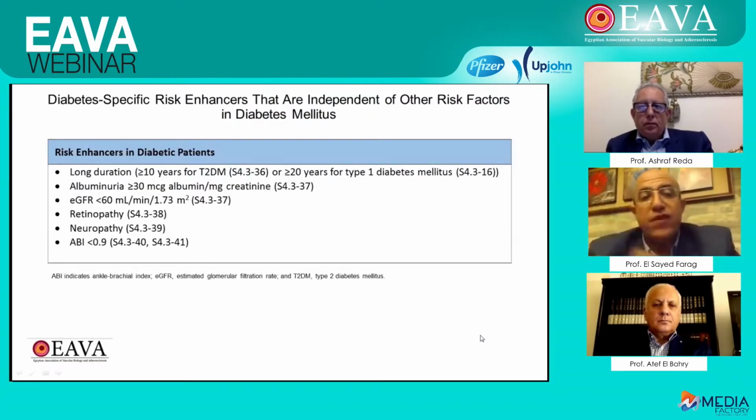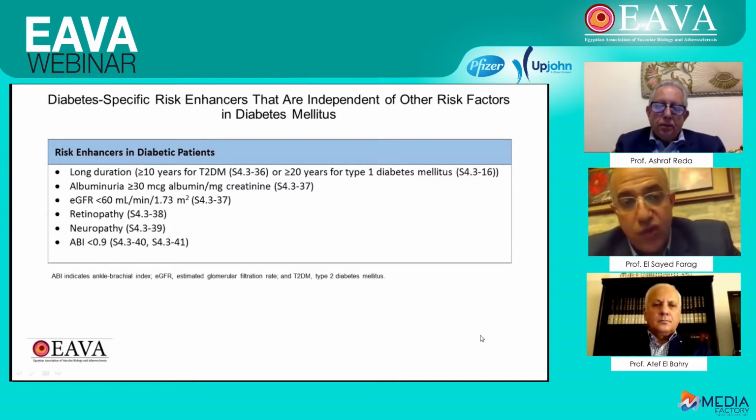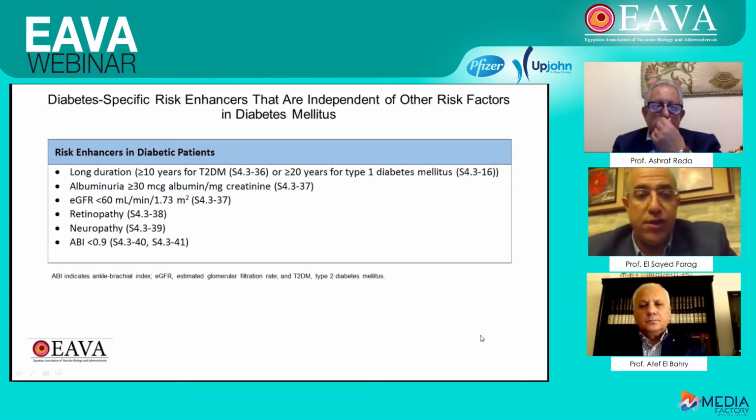Also, we have some of the special risk enhancers in diabetics, which is the duration. It is very important to know the duration of diabetes, especially for those with type 2 diabetes more than 10 years and for type 1 diabetes more than 20 years. Albuminuria more than 30 micrograms, eGFR less than 60 in diabetics.